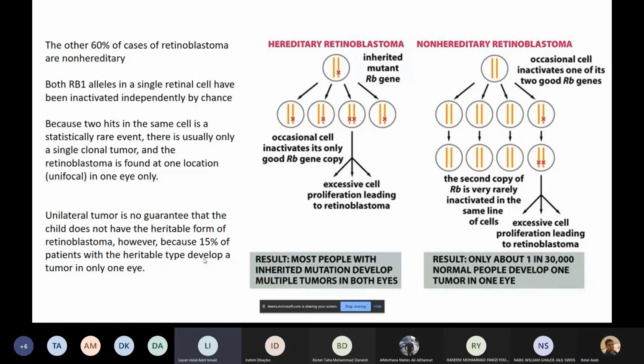Because the second hit can occur in one eye but not the other, exactly. That is what you are saying. The second hit occurred in one eye but not the other, even though both eyes have a high probability of receiving a random second hit. But that is the situation of non-hereditary retinoblastoma. When you said the penetrance is approximately 90%.